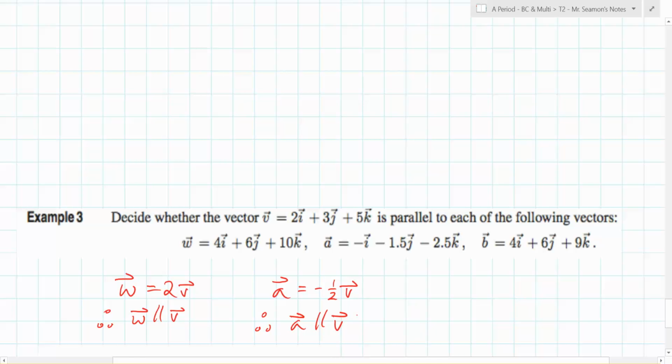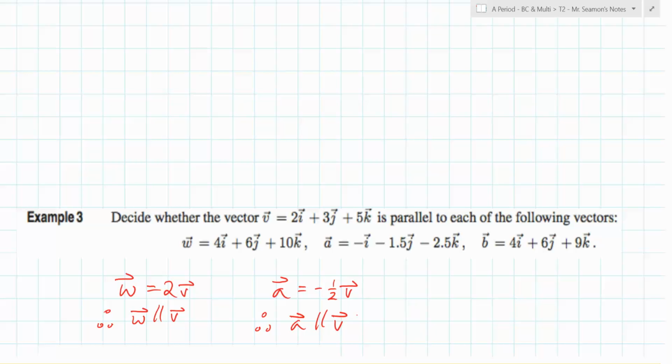What about the last one? Are they scalar multiples of one another? No, they're close. 2 times 2 is 4. 3 times 2 is 6. But 5 times 2 is 10, not 9. How come a negative doesn't make it not parallel? It just changes direction, because now we have direction.